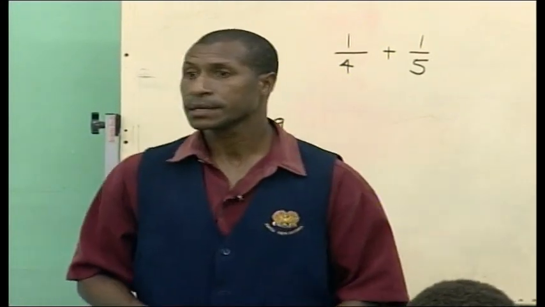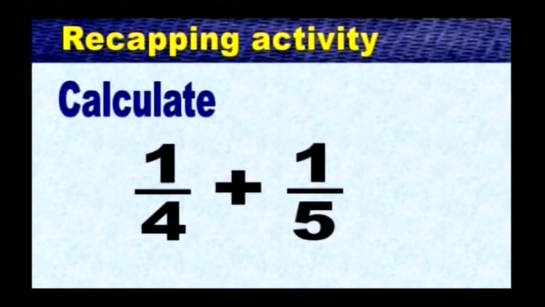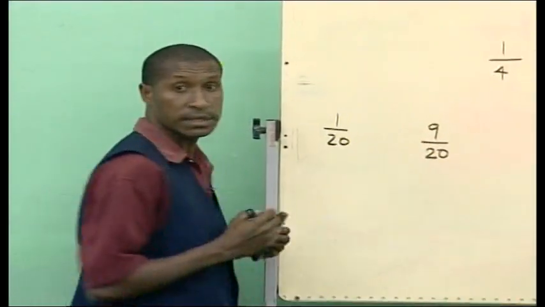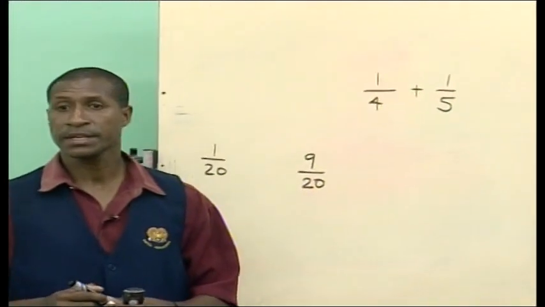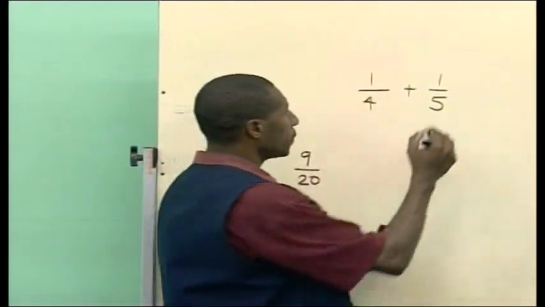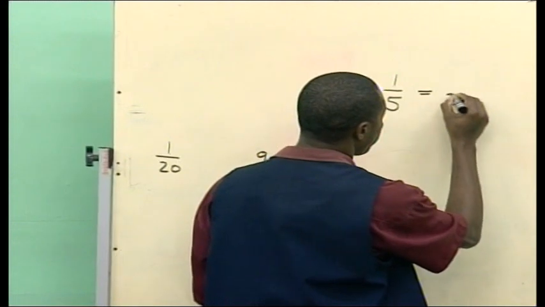Any answers? Let's have Tony. Tony, what is your answer? 1/20. Okay, we have two answers. Let's correct the answers. What is our lowest common denominator? 20. Our LCD is 20.